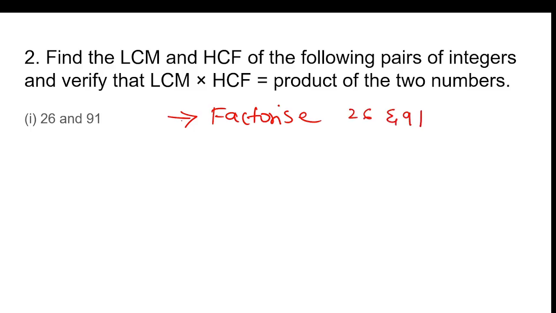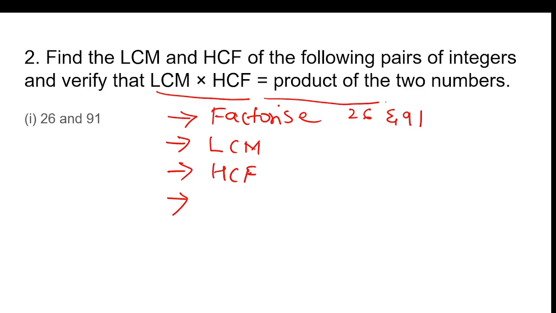And the second step is find the LCM. LCM means the least common multiple of 26 and 91 and the highest common factor, that is HCF of both 26 and 91. And the fourth step is, according to the question, they are saying verify that LCM into HCF equals to the product of the two numbers. So the last step should be we have to find the product of LCM and HCF. Whatever the value we will get from this, we have to multiply that and check whether it is equal to the product of the two numbers.